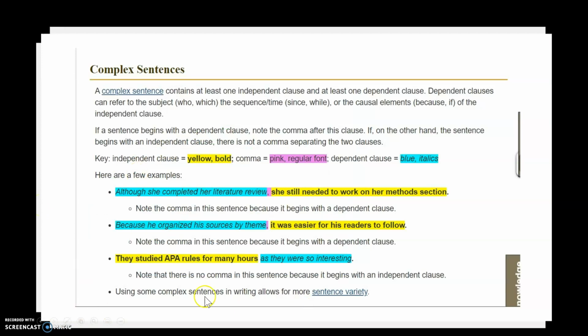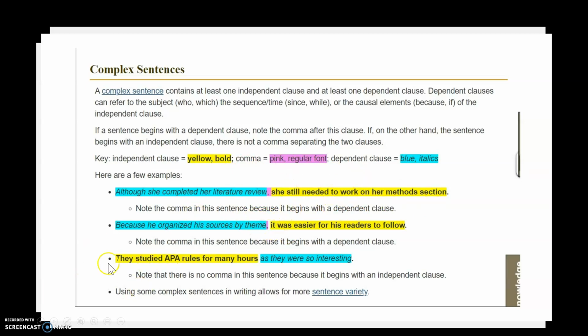And then we also have an independent clause, our main independent clause, which is she still needed to work on her methods section. And we have a subject and a verb, and it does form a complete thought. The dependent clause comes before the independent clause, so you put the comma right here in between them. Same thing here. Because he organized his sources by theme, that's a dependent clause, it was easier for his readers to follow. That's your main independent clause. And because the dependent clause comes before the independent clause, we have a comma here.